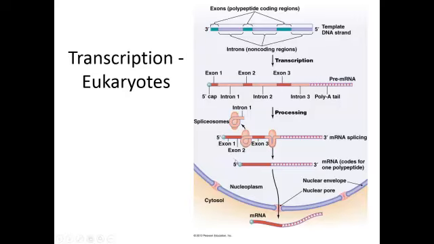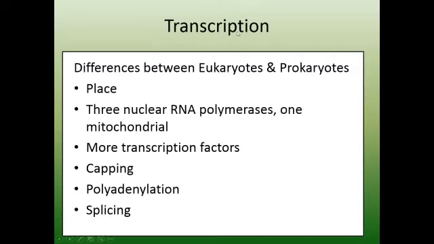Now, part of the 5' cap, besides being an expiration date, also is a signal for it to be moved out of the nucleus through the nucleopores into the cytoplasm. So that's some of the differences that eukaryotes have in the processing of their mRNAs. Here are some other differences. We've already talked about place. Eukaryotes have 3 nuclear RNA polymerases and 1 polymerase that is mitochondrial. They have more transcription factors than prokaryotes have, and we've talked about the capping, the polyadenylation of the tail, and the splicing.